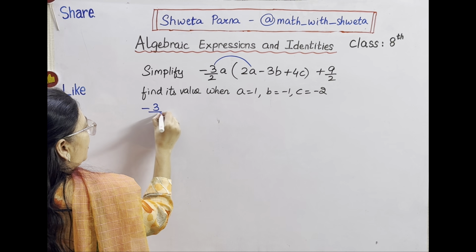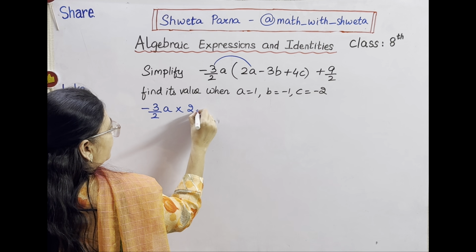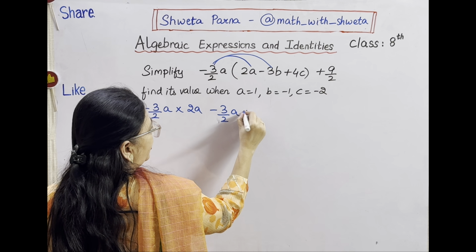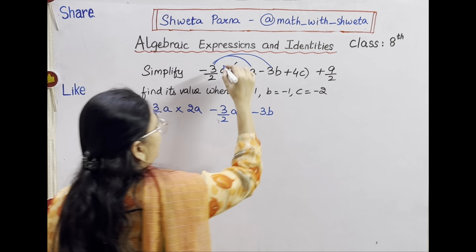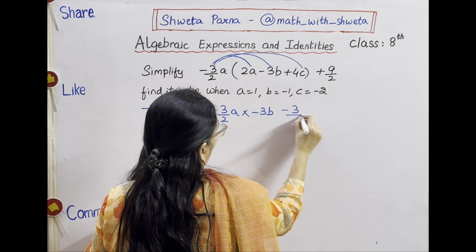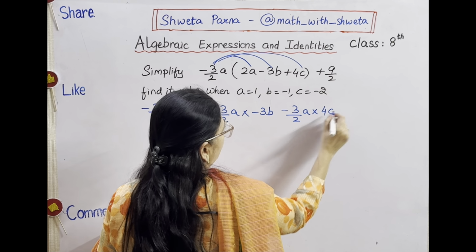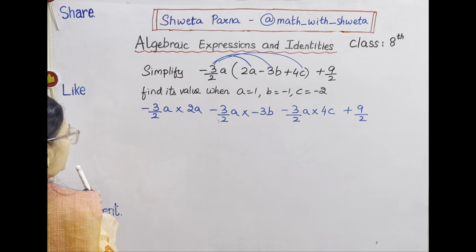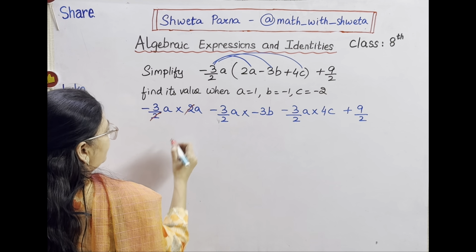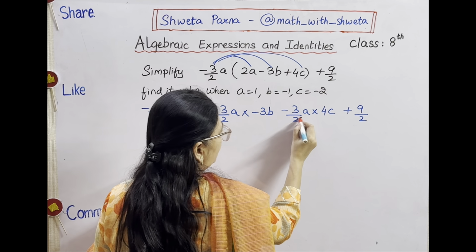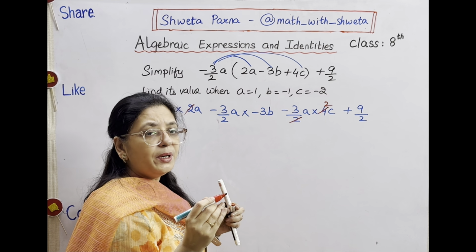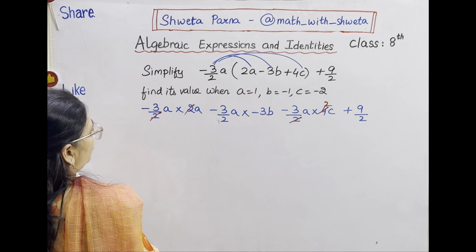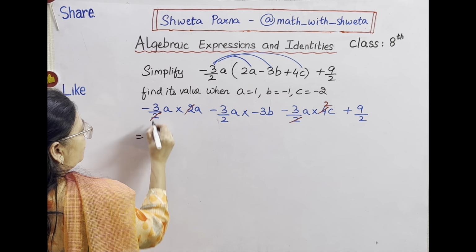So this is minus 3 upon 2a into 2a. Okay. Minus 3 upon 2a into minus 3b. Okay. Then minus 3 upon 2a into 4c plus 9 upon 2. Okay. Let's solve this. So here 2 and 2 gets cancelled. Here nothing is getting cancelled. Here 2 2s are 4. Only in multiplication you can do this simplification, not in addition and subtraction. Remember that. Okay. So the answer you will get is minus 3.